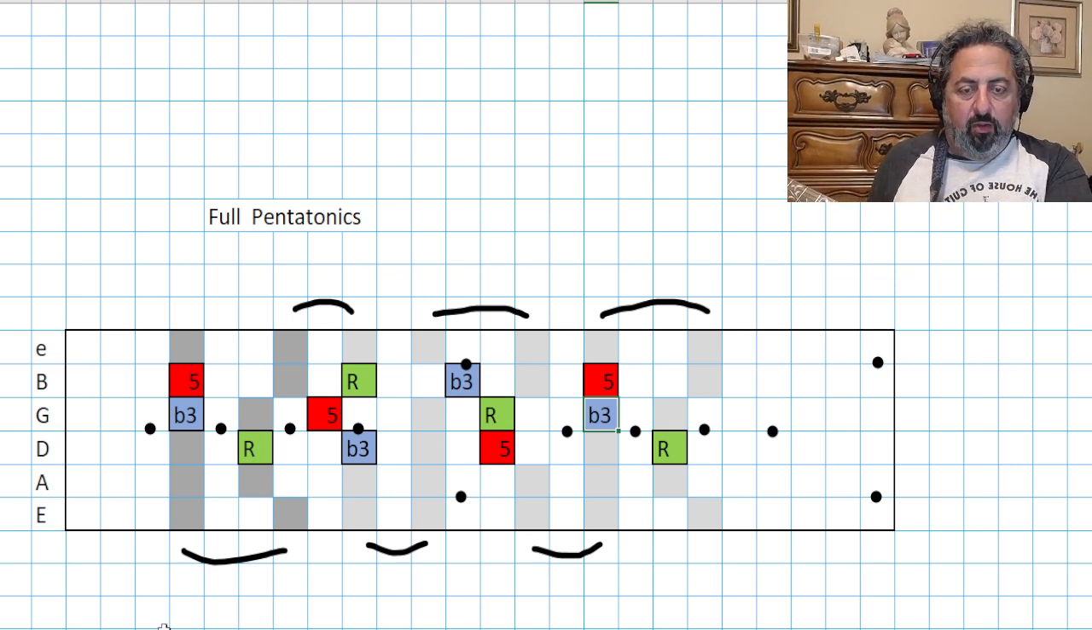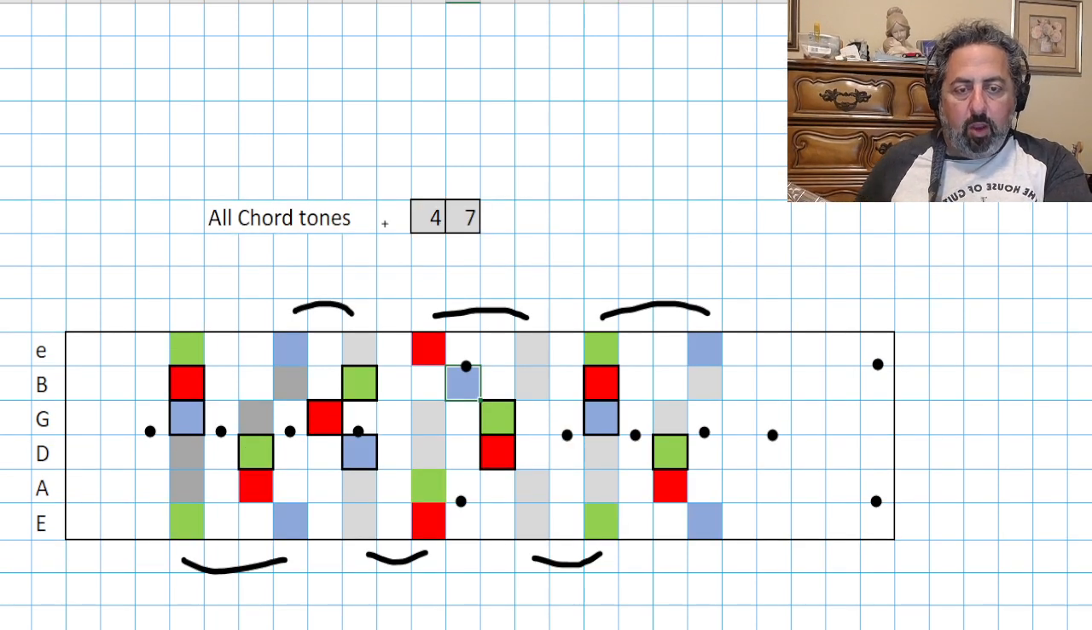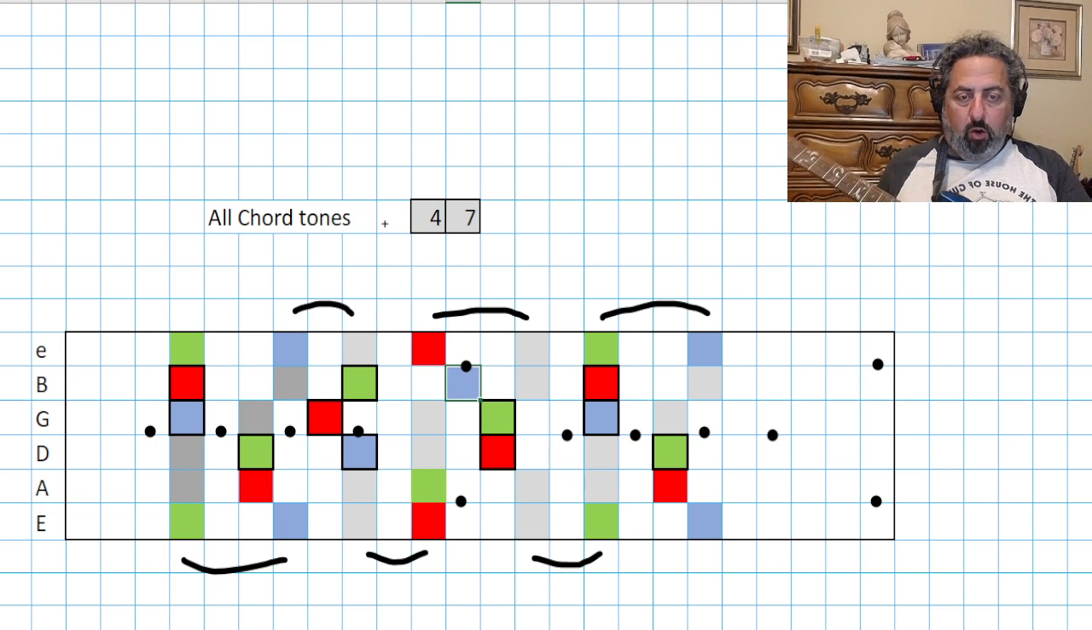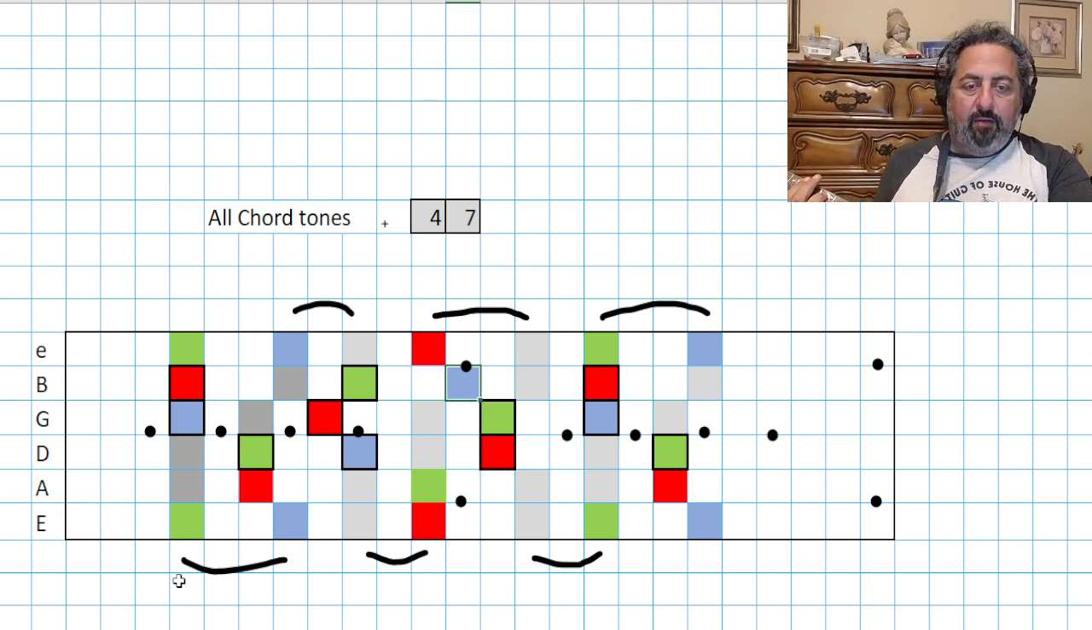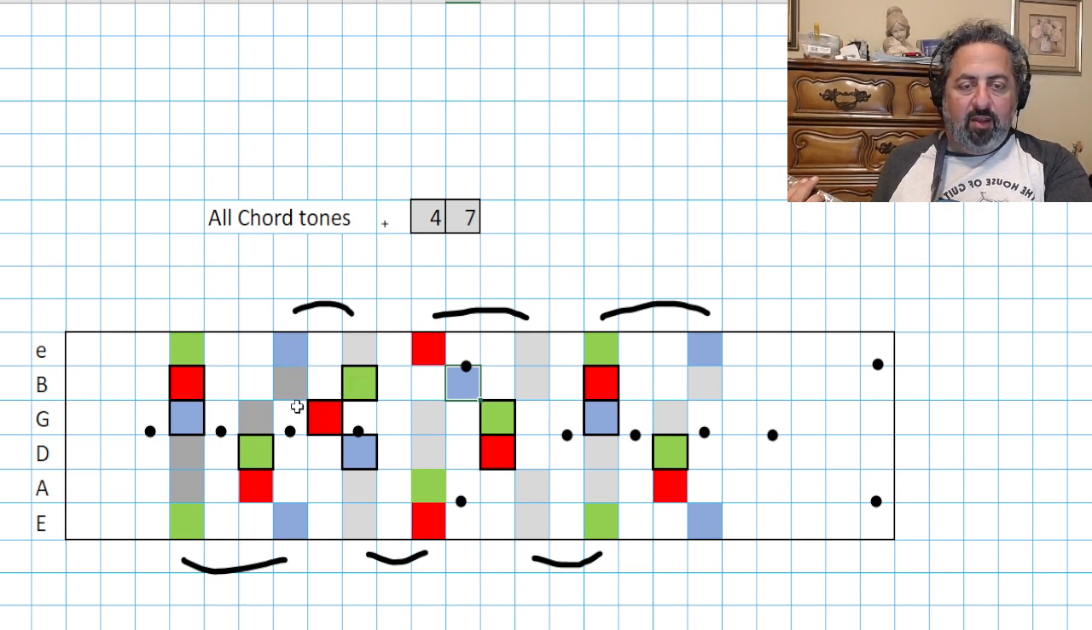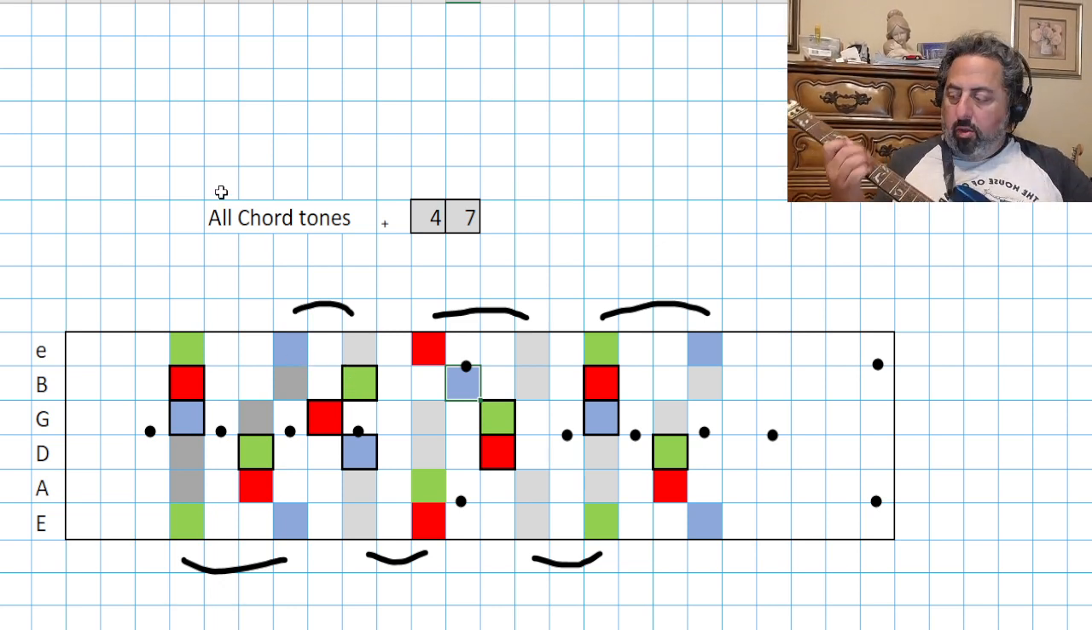Well, let's expand this now into this. Now we have all the chord tones. Now we want to have this understanding too. Now highlighted in black, I have those original triads, but you can see here where I was trying to tell you that this is that D minor shape. There's the red, green, and blue for a 5, 1, 3 chord.